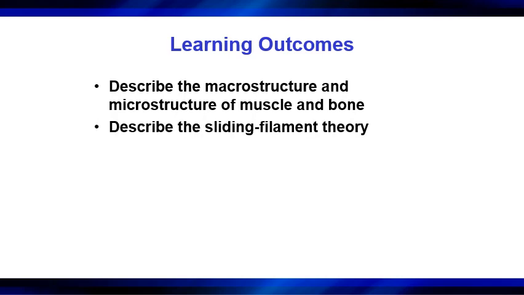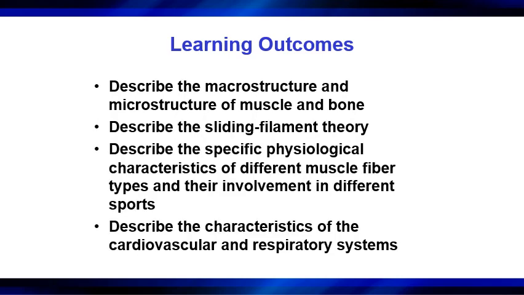So these are the learning outcomes. This just separates the sections, so make sure you go through them. This looks at the musculoskeletal component, which also includes looking at the nervous system, and then the characteristics of the cardiovascular and respiratory systems.